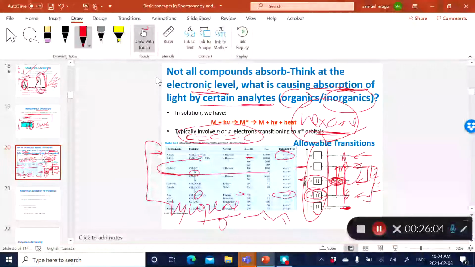If you've got something like olive oil, olive oil is an unsaturated oil. Again, you're going to see a lot of color in olive oil because of those possible transitions. So it's very important for you to understand what's happening at an electronic level, for you to see these things in real life.